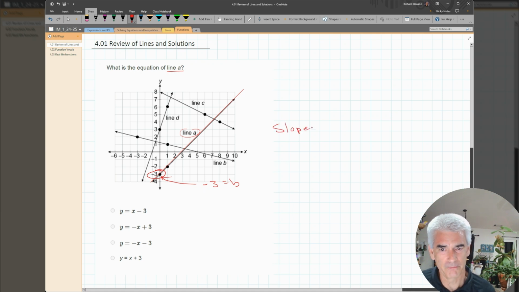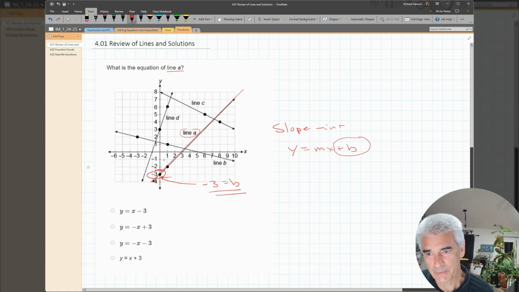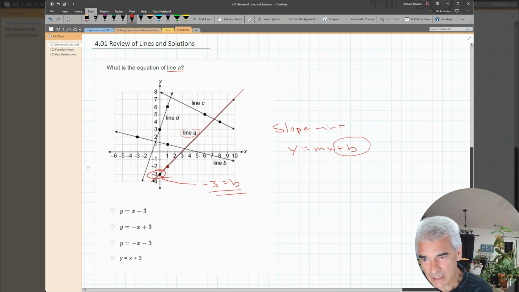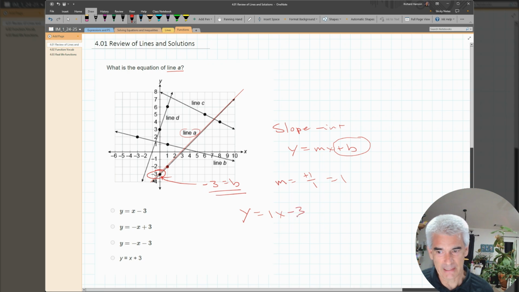Remember, slope-intercept form is y equals mx plus b. So that last number there is where it crosses the y-axis. We know that's -3. Looking at the slope, it has a positive slope because it goes uphill from left to right. And they gave us another point here, so it looks like it went up 1 over 1. So the slope is up 1 over 1, which is 1. So I'm looking for the equation that has m equal to 1 and b equal to -3. So y equals 1x minus 3.